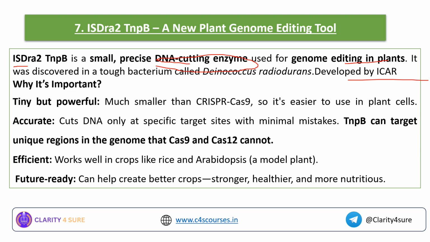Okay, this is a small precise DNA cutting nuclear enzyme which is used for genome editing in plants. Okay, this has been discovered from a bacterium called Deinococcus radiodurans. Okay, this is the name of the bacterium from which this small DNA cutting enzyme has been discovered, developed by the scientists of ICAR.